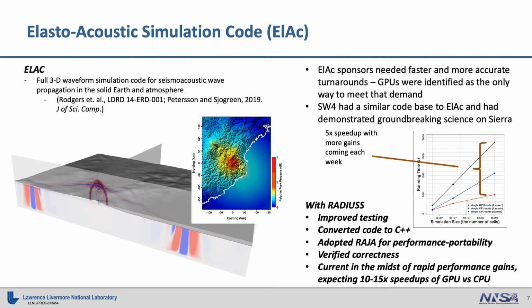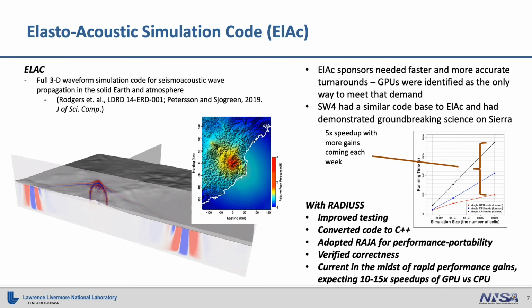So I mentioned how application impact is a really important piece of this project, so I wanted to give you a couple examples here. Starting with ELAC, this is developed over in global security to model acoustic wave propagation in the solid earth and atmosphere. And they recognized that their sponsors were demanding higher resolution, larger problems, and that GPUs were the natural next step for them. Fortunately, we had some success with a seismic code called SW4 that had a very similar code base. You may have read about some of the earthquake simulations in Science and Technology Review or News Online. But it was ported to GPUs with great success.